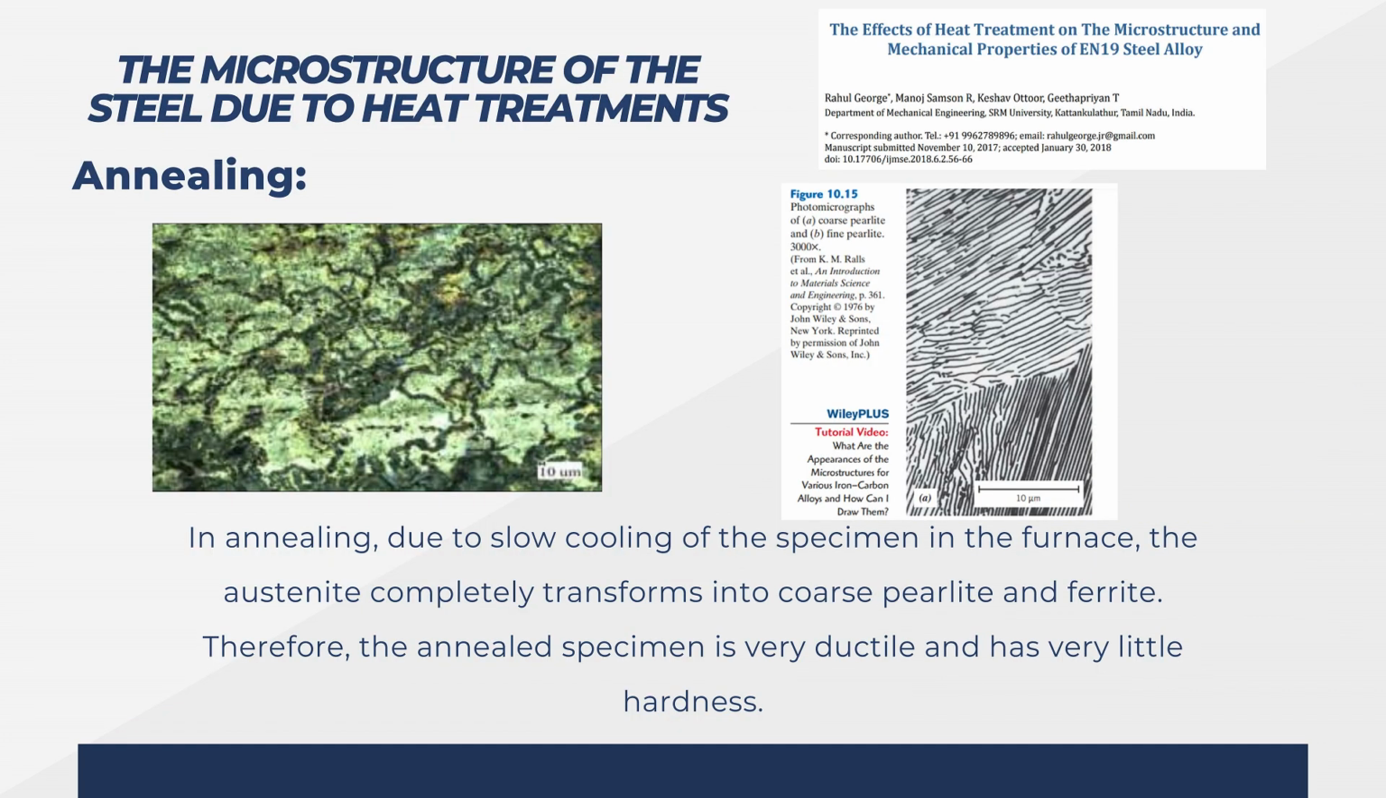So by using the same journal, we are able to view the changes in microstructure of the steel specimen due to varying heat treatments. So first of all, we've got annealing. In annealing, the specimen cools slowly in the furnace, allowing austenite to fully transform into coarse pearlite and ferrite with very large grain size, as can be seen from the image. This results in a very ductile material with minimal hardness.